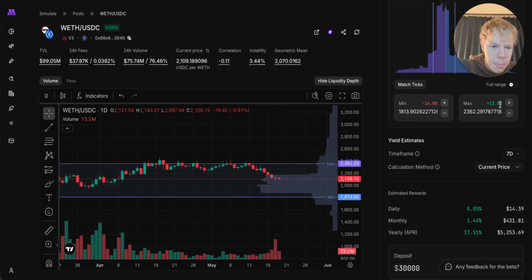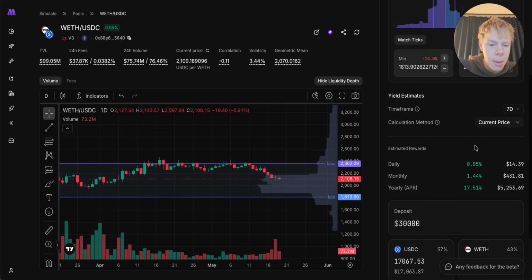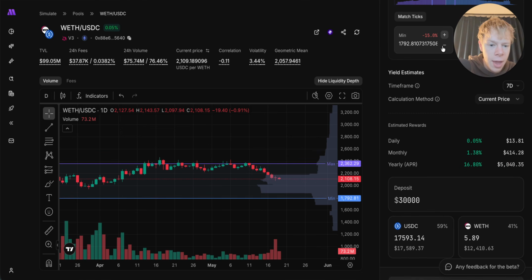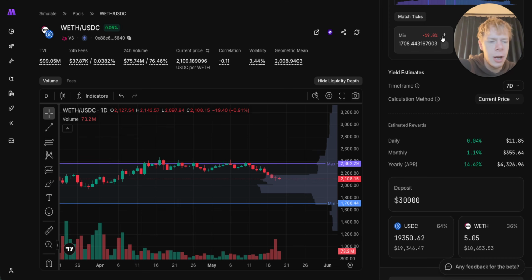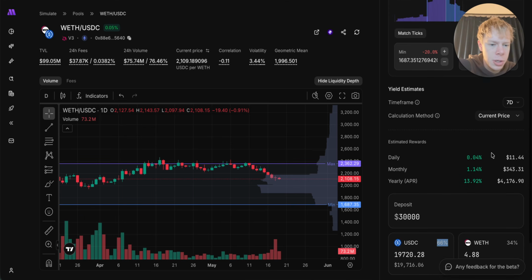I'm not going to adjust my max price yet. I'm just adjusting my min price. And you can see the effect of that. As I do that, I'm slowly adjusting that asset ratio right over here until I get to my desired ratio. And typically, it's going to be around 60 to 65%. So I'll probably say something along the lines of minus 20%, plus 12% or so.